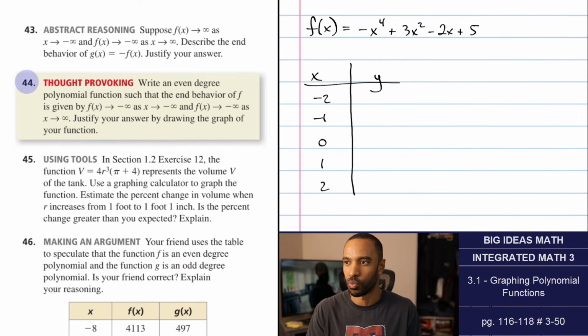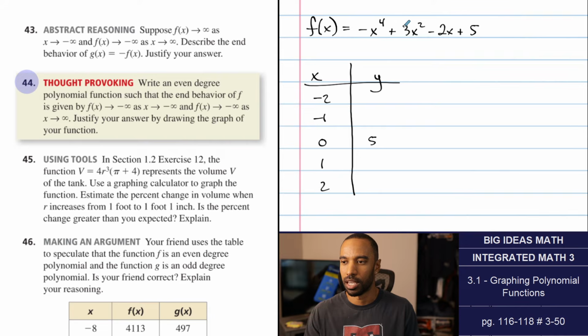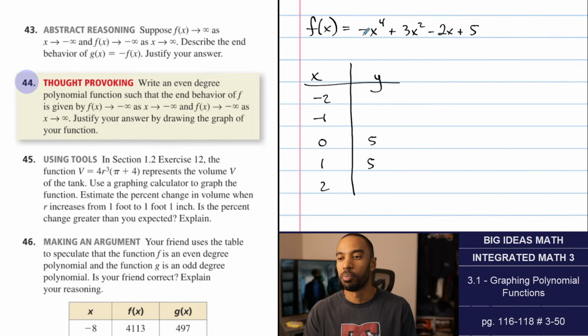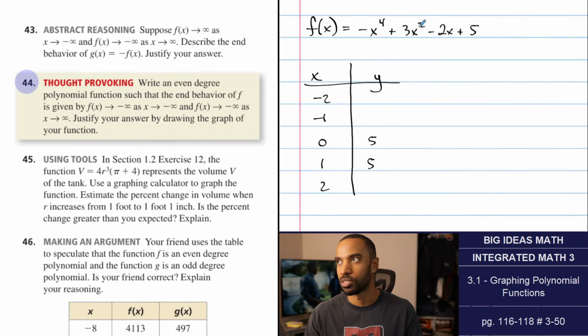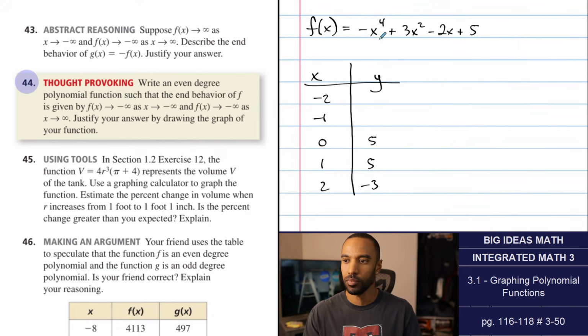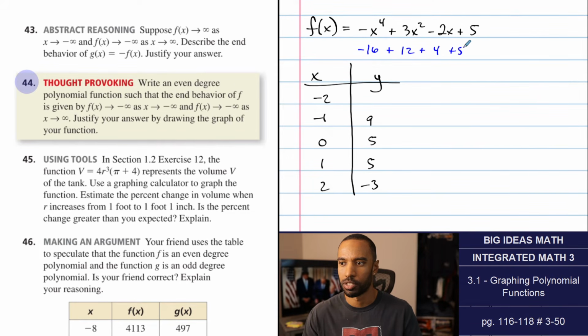Let's confirm that this works. We plug in 0, we get 5. You plug in 1, you get negative 1 plus 3 is 2, plus 2 is... you get 5 as well. You plug in 2, you get negative 16 plus 12 is negative 4, minus 4 is negative 8, plus 5 is negative 3. You plug in negative 1, you get negative 1 plus 3 plus 2... well, hold on a second. Negative 1 plus 3 is 2, plus 2 is 4, plus 5 is 9, I think. And then I think it's just, oh, it might go down again. Hopefully it does. So let me write this one out. Negative 16 plus 12 plus 4 plus 5. Oh, it didn't go down yet.